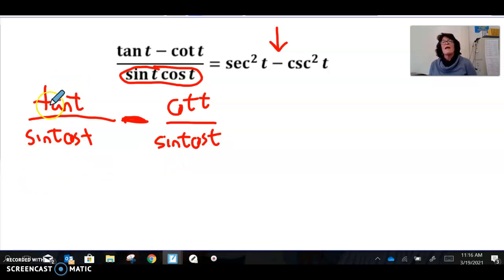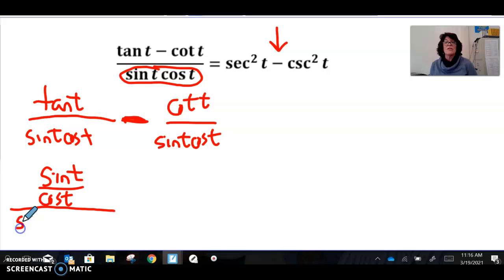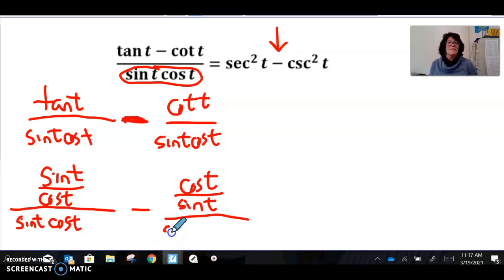I hope. Okay, now tangent, I'm going to write as sine over cosine. I'm just taking identities that we've learned and seeing if it leads me anywhere. Okay, and cotangent I'm going to write as cosine over sine. At least then all I have to deal with are sines and cosines. Sometimes that works out.